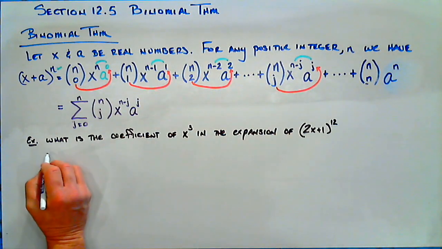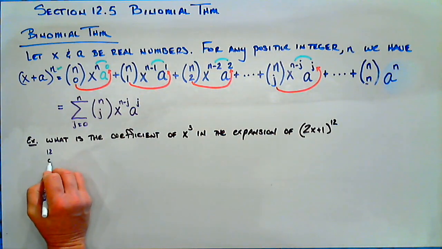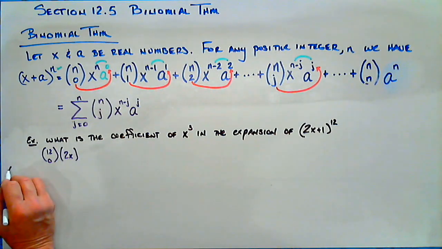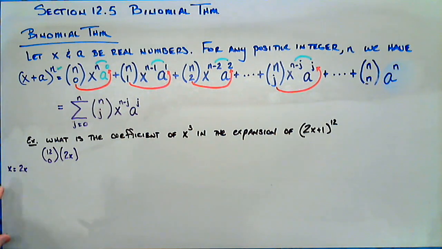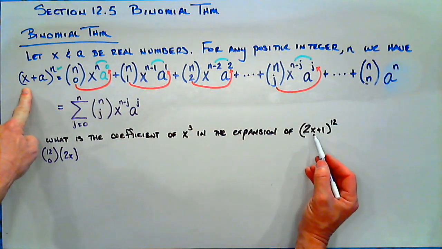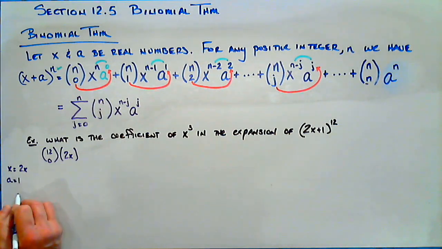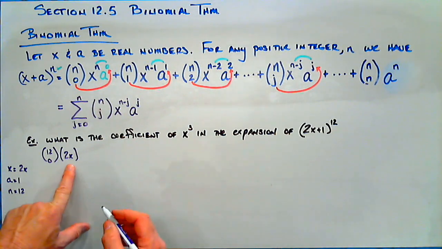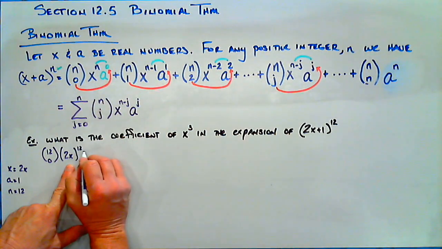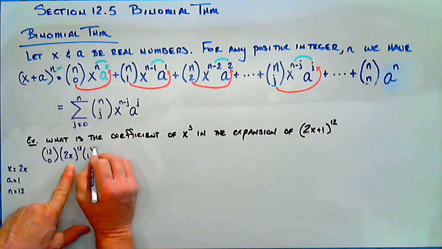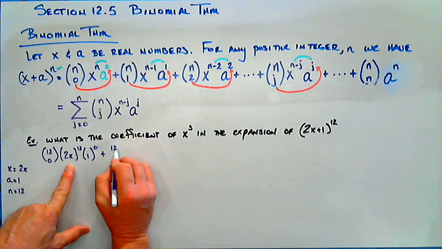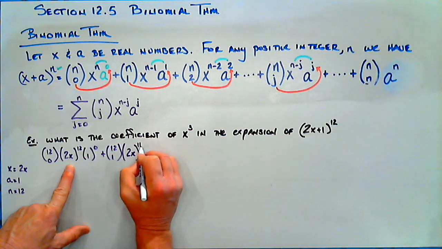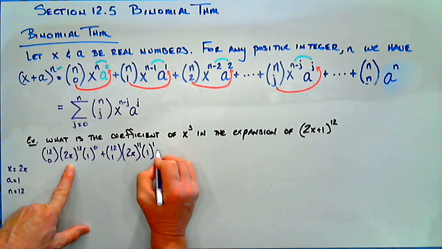They don't want us to start the expansion of this. They don't want us to say, well, this is 12 choose 0, 2x, because in this game, my x is 2x, right? The person who comes first is 2x. My a is 1, and my n is 12. They don't want me to do this. They don't want me to say this is 2x to the 12th, and this is going to be 1 to the 0, plus 12 choose 1, 2x to the 11th, 1 to the 1st.